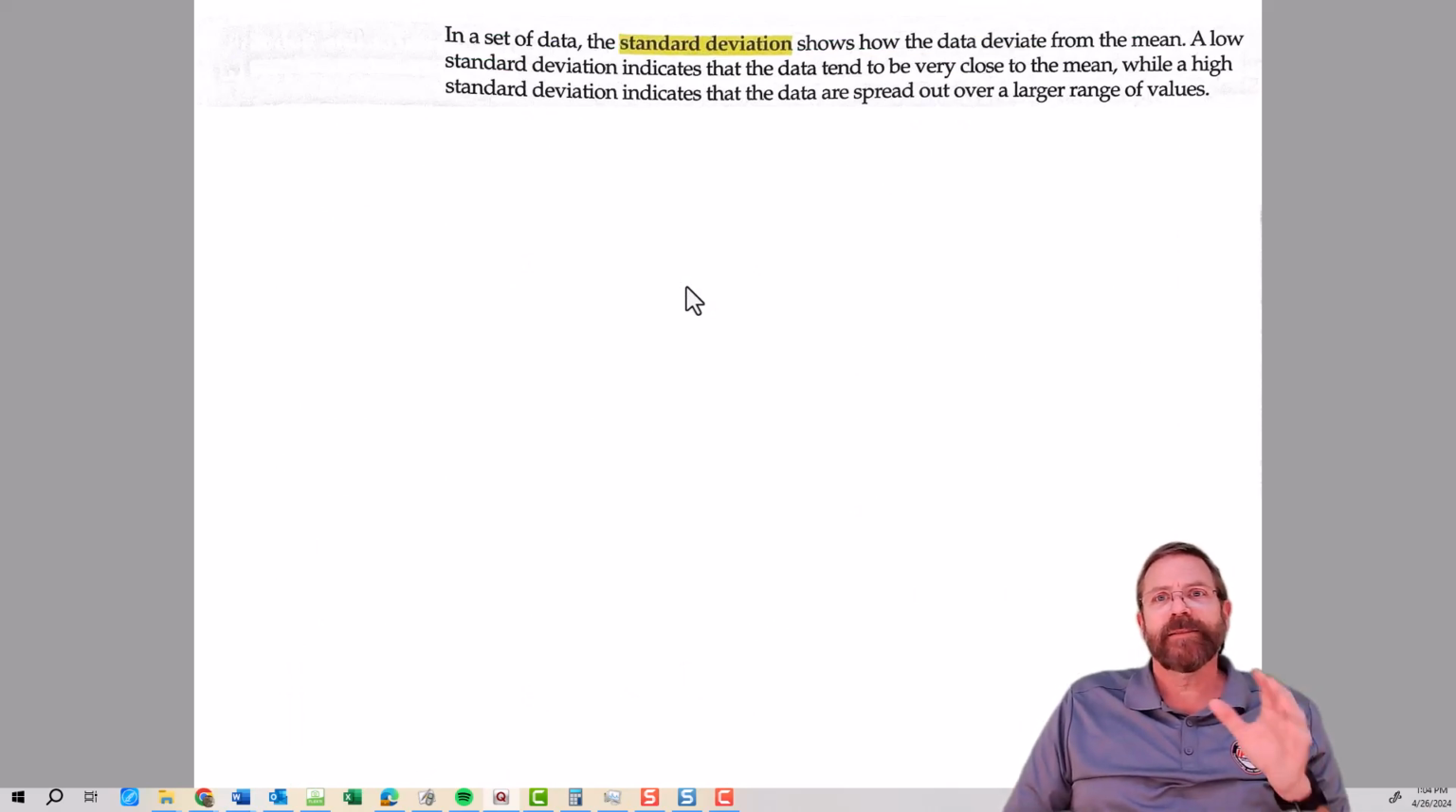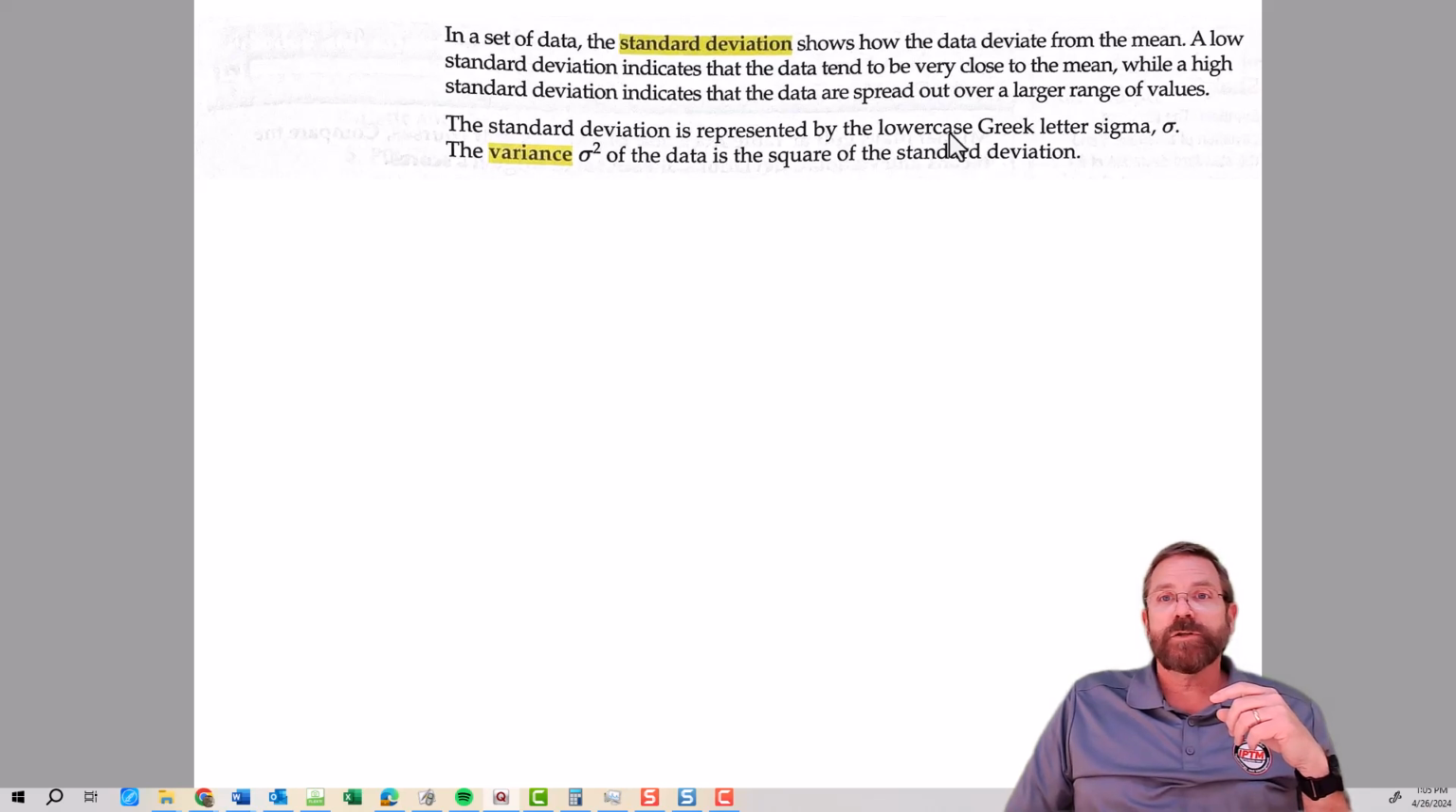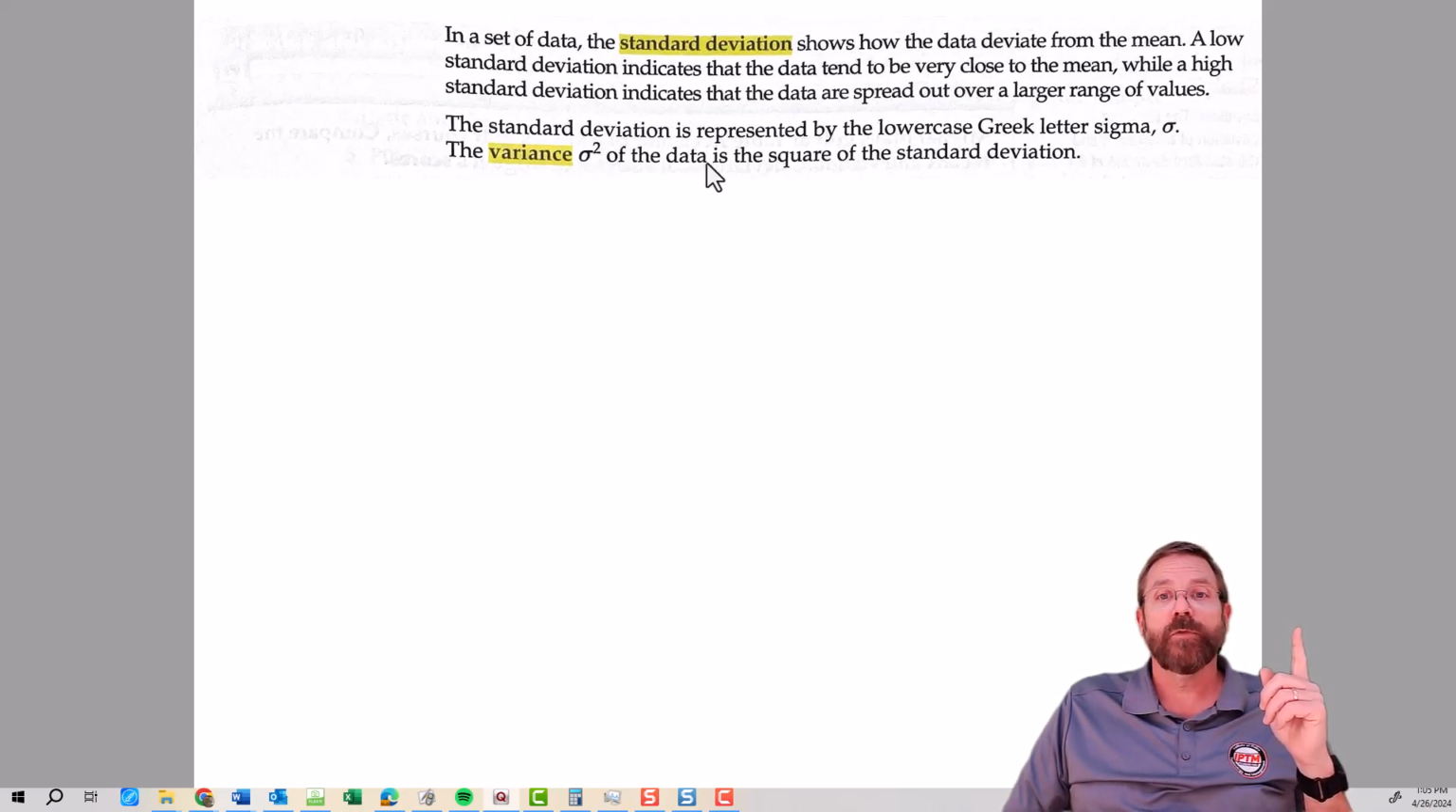Now, in a set of data, the standard deviation shows how the data deviate from the mean. A low standard deviation indicates that data tends to be very close to the mean, while a high standard deviation indicates the data are going to be spread out over a larger range of values. The standard deviation is represented by the lowercase Greek letter sigma, which looks like an O with a funky curlicue coming out of it. And the variance is the same thing squared. It's going to be sigma squared. So the variance of data is the square of the standard deviation.